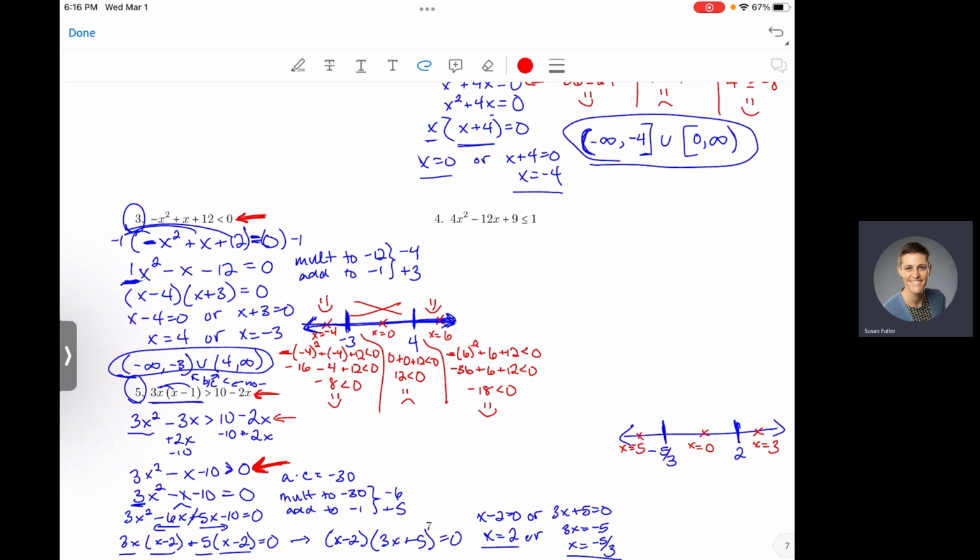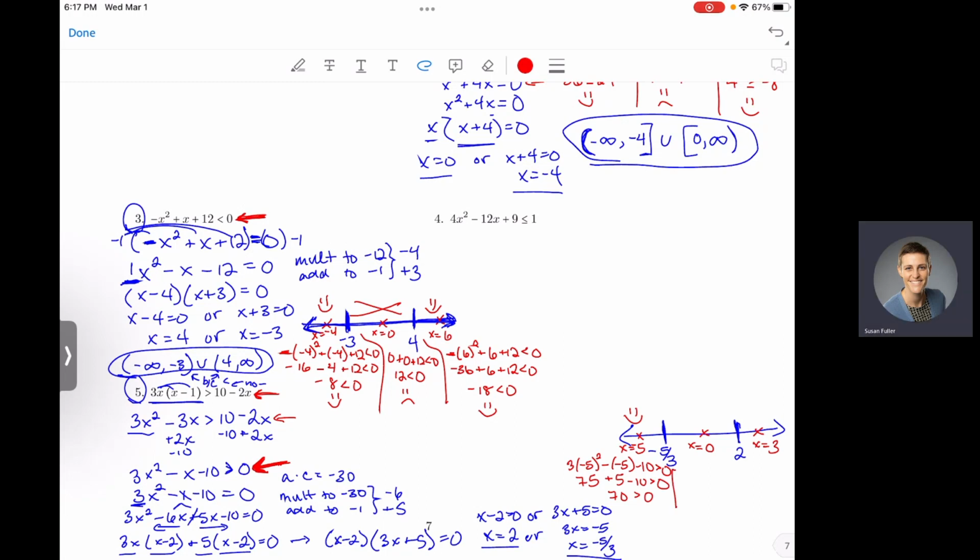All right, so let's start on the left here. If x is -5 for my test value and I plug that in, I'm going to get 3 times (-5) squared minus (-5) minus 10. That should be greater than 0. So let's see. (-5) squared is 25 times 3. That's 75. Plus 5 minus 10 should be greater than 0. 75 plus 5 is 80. Minus 10 is 70. That is certainly greater than 0, so this piece works.